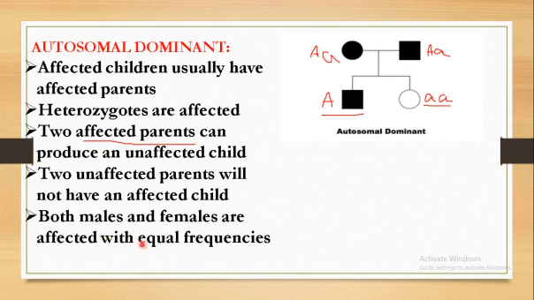Now here both males and females are affected with equal frequencies because it has nothing to do with the sex chromosomes. So both males and females are produced randomly. It's not that only males or only females will show it. Now when we represent with symbols, affected individuals can either be homozygous or heterozygous, as I have mentioned here, and the unaffected will always be with recessive alleles. Affected will be either homozygous or heterozygous when we are talking about autosomal dominant characters in a pedigree chart.